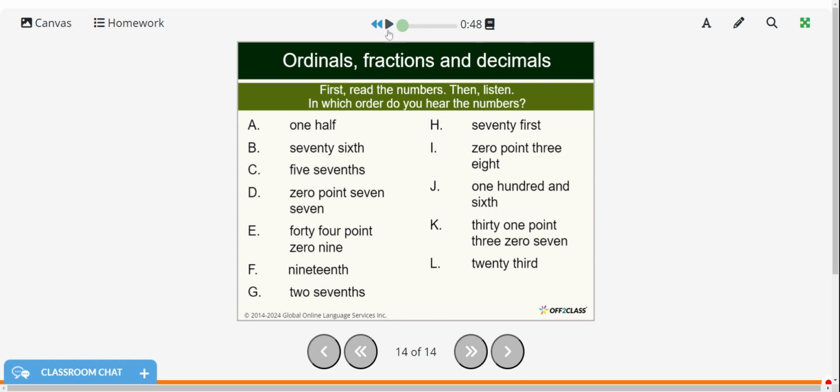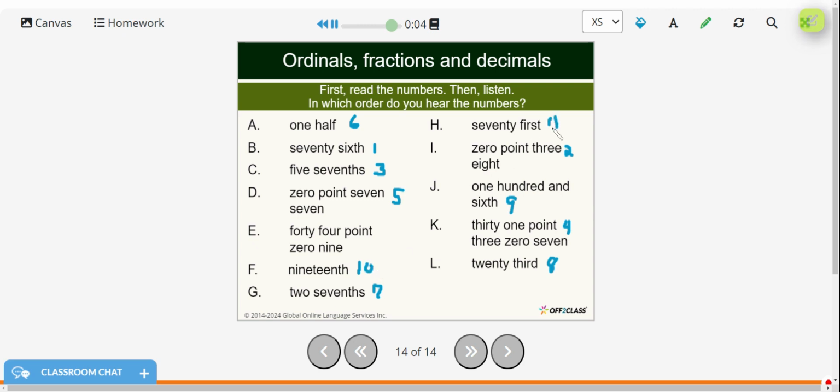All right, I'll play it again and we'll mark the answers. 76th. 0.38. 5/7. 31.307. 0.77. 1/2. 2/7. 23rd. 106th. 19th. 71st. 44.09.